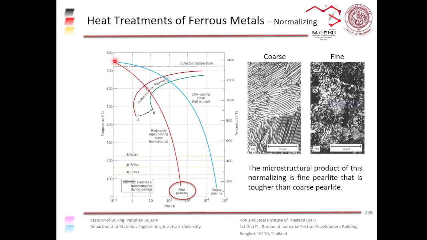When you take it out and you leave it in air, the temperature will start to drop, and the temperature will drop below the eutectoid temperature. But you see that when the temperature drops below eutectoid temperature, it doesn't transform from austenite to pearlite straight away, right? It takes some time. You need undercooling, right?